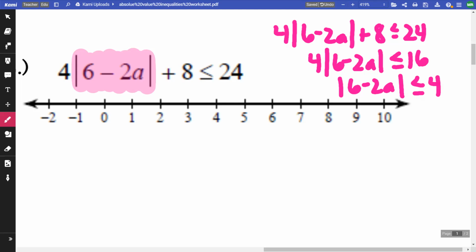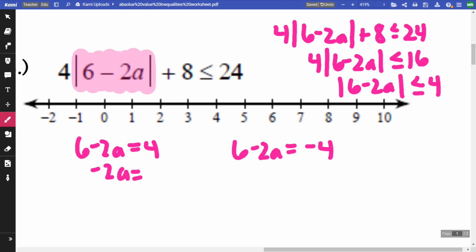So now I'm going to write my 2 equations. 6 minus 2a equals 4, and 6 minus 2a equals -4. I'm going to minus 6 on this one and get -2, divide by -2 and get 1. The other one, I'm going to minus 6 from both sides and get -10. I'm going to divide by -2 and I get 5. So these are going to be my boundary points.